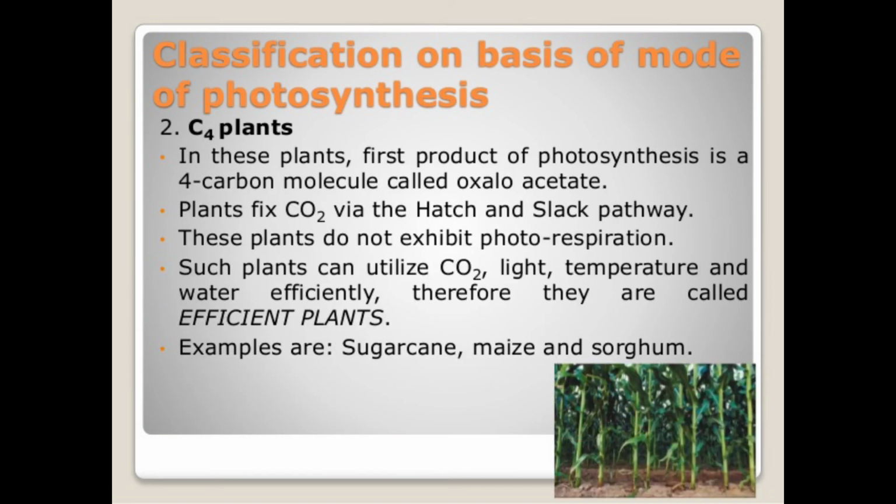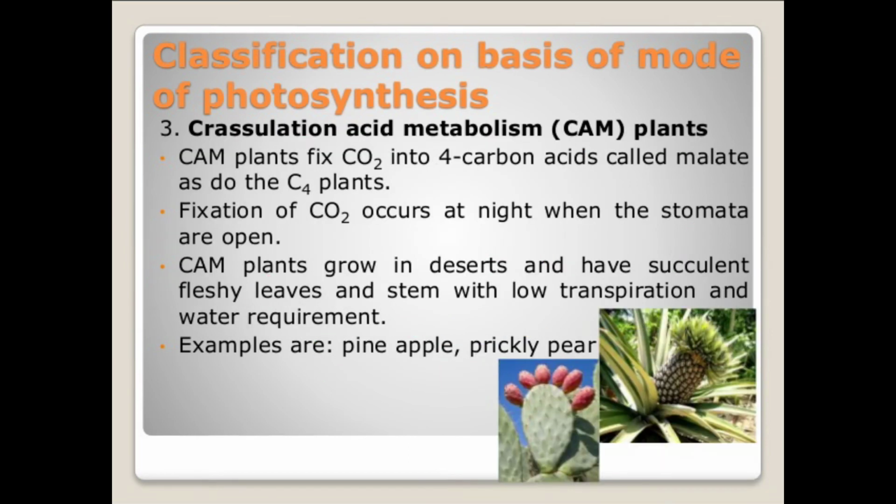Then the second one is the C4 plants. In C4 plants, the first product of photosynthesis is a 4 carbon molecule called oxaloacetate. Plants fix the CO2 by the Hatch and Slack pathway, and these do not exhibit photorespiration. Such plants can utilize CO2, light, temperature and water efficiently, and therefore are called efficient plants, and their examples are sugarcane, maize and sorghum.